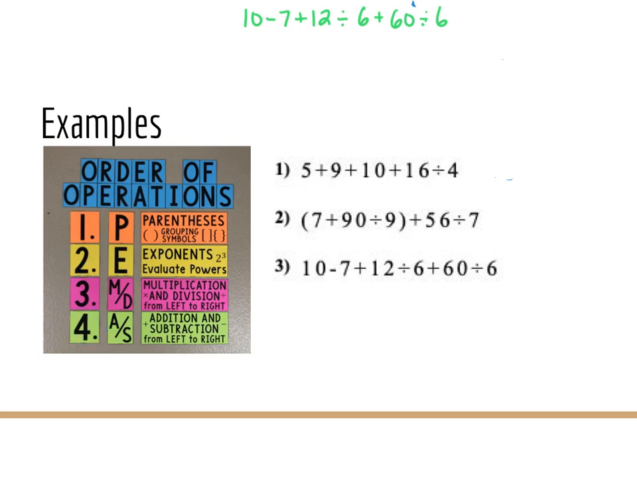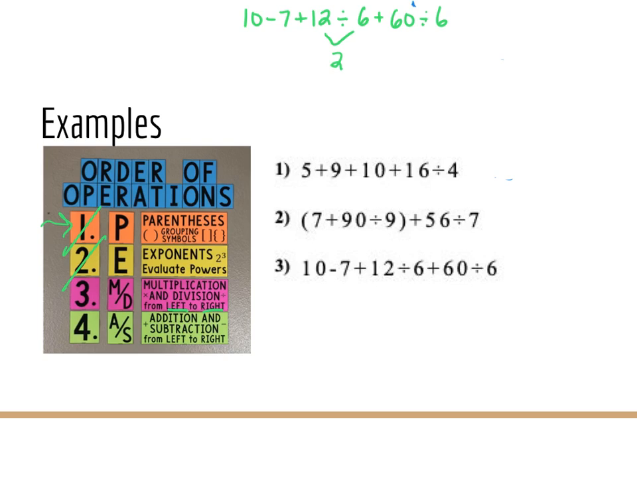Okay, so I'm going to look and see, starting at step 1, do we have any parentheses? Nope, no parentheses. Do we have any exponents? I look through, I don't see any exponents. Now I'm going to look for multiplication and division, starting at the left and then moving to the right. So I have 10 minus 7, 7 plus 12, 12 divided by 6. That's my first division problem, so I'm going to start with that. 12 divided by 6 is 2. I know that because 6 times 2 is equal to 12.